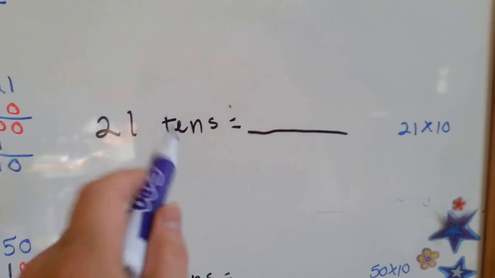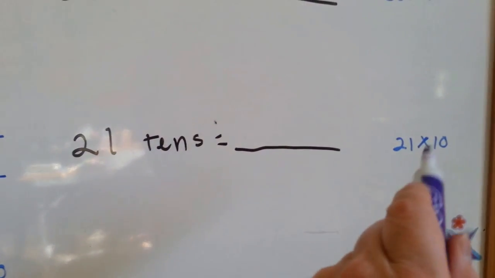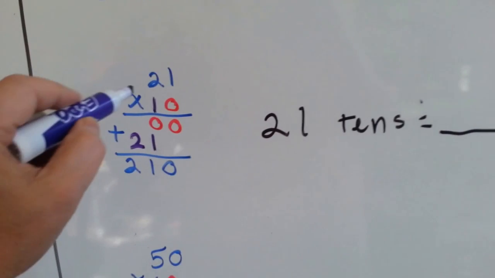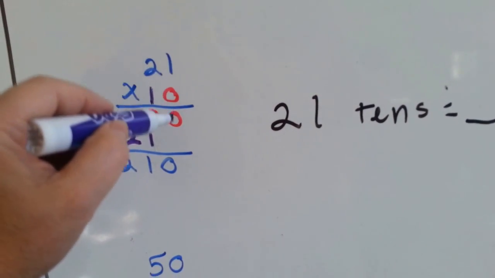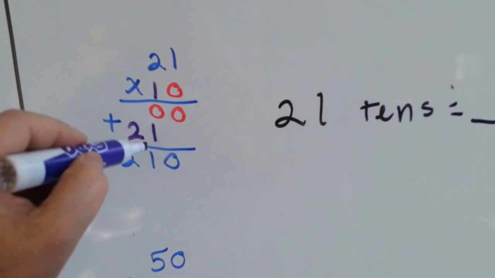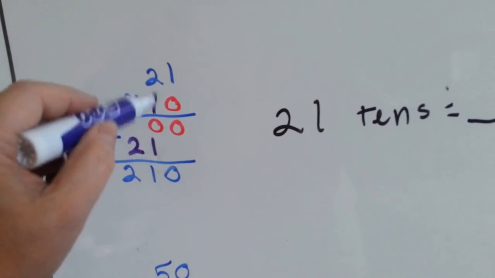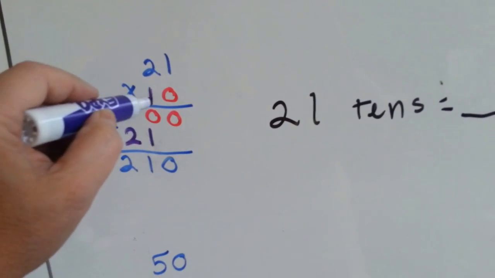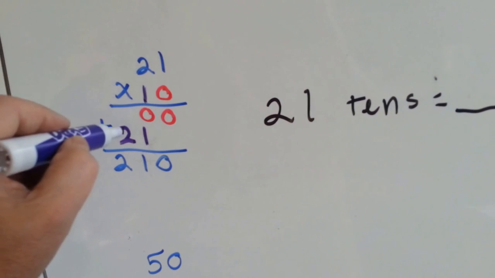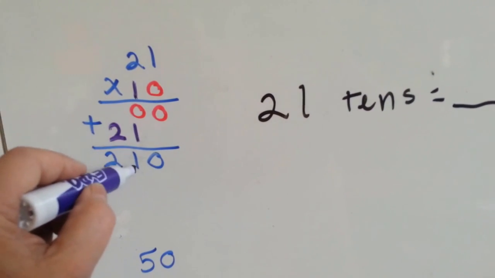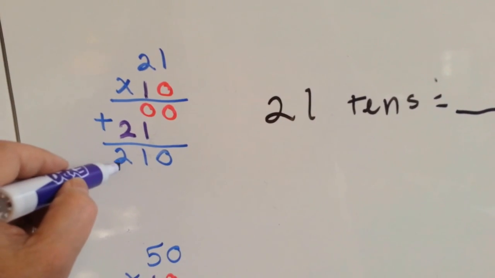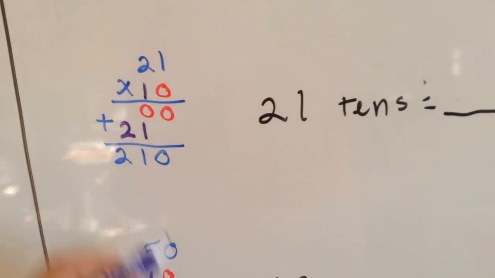Couple more. 21 tens is the same thing as 21 times 10. Okay? 21 times 10. Let's do the ones. 0 times 1 is 0. 0 times 2 is 0. Now we're multiplying in the tens space. We move over to the tens column. 1 times 1 is 1. 1 times 2 is 2. And we add them. Drop the 0 down. 0 and 1 is 1. 2 gets dropped down. And our answer is 210.